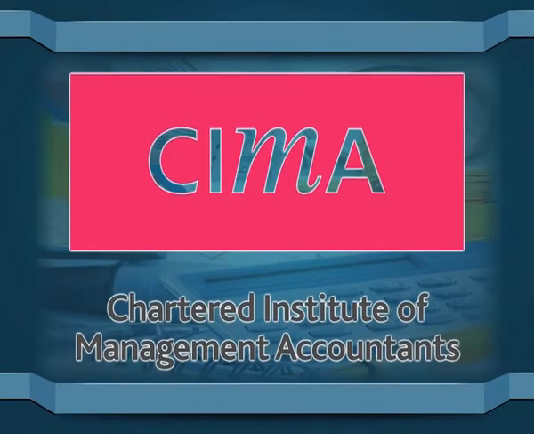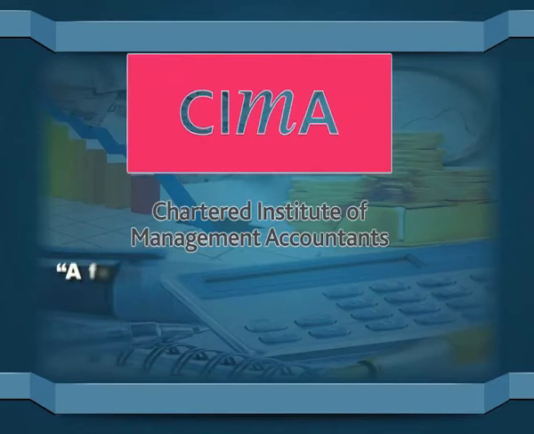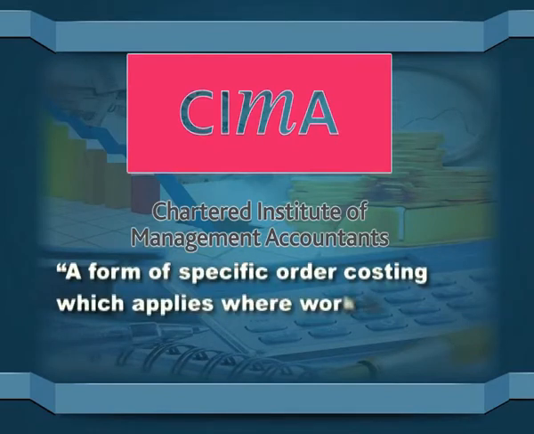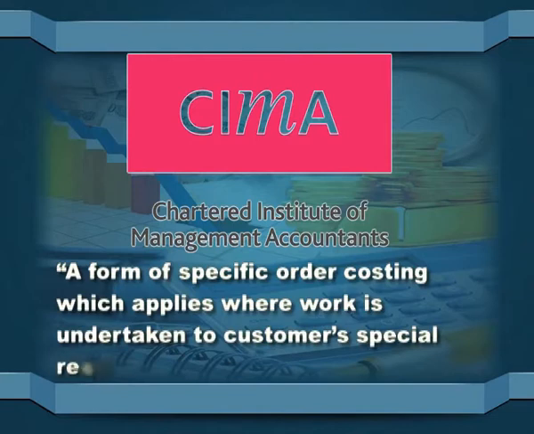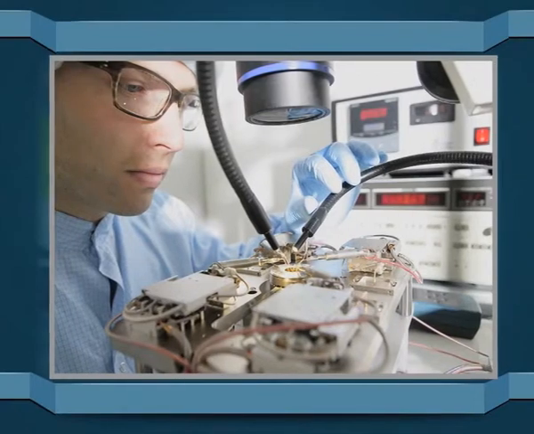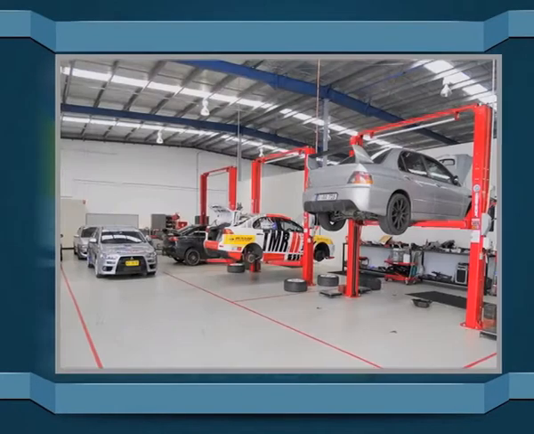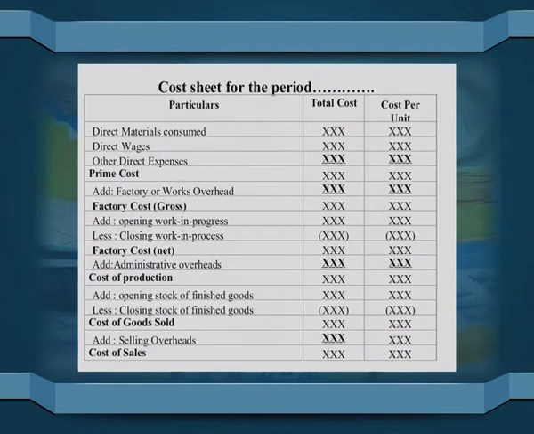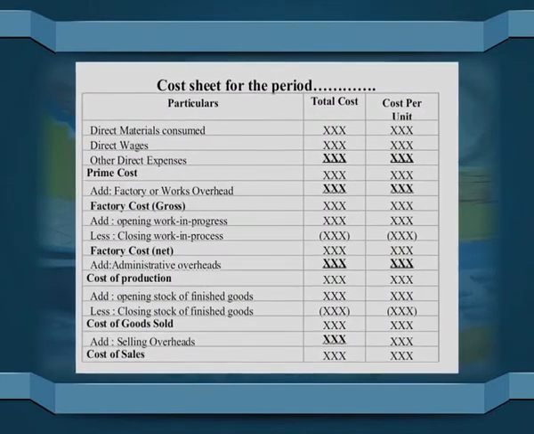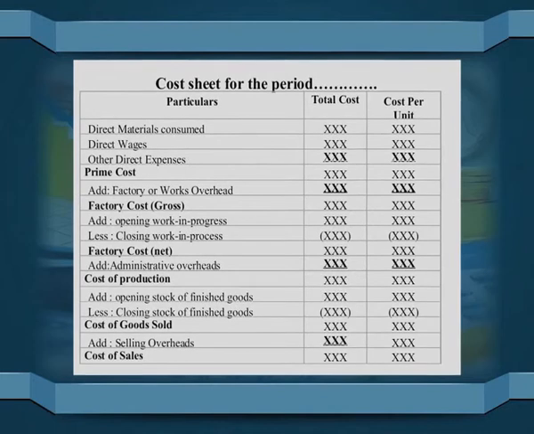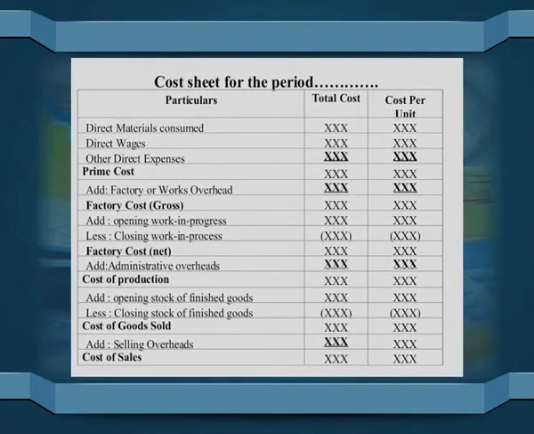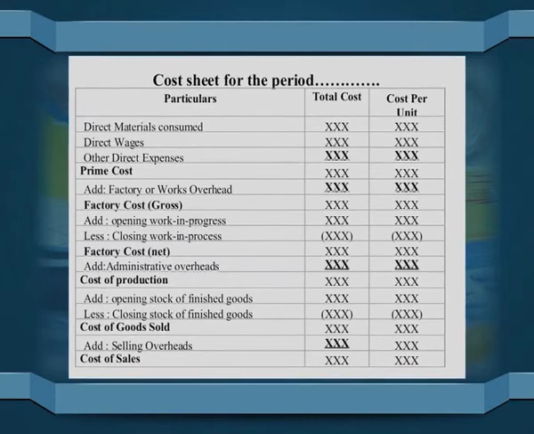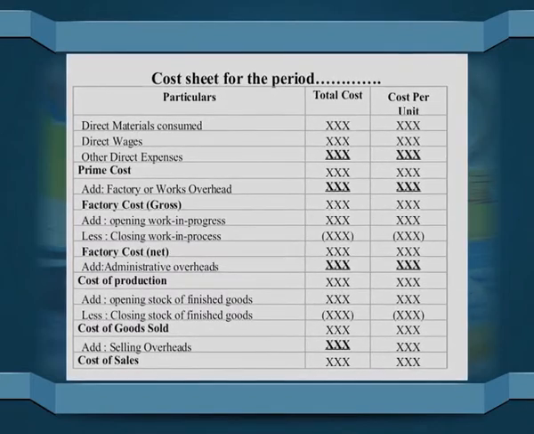According to SEMA, job costing is defined as a form of specific order costing which applies where work is undertaken to customer special requirement. Method of job costing is adopted by engineering concerns, printing press, repair shops, etc. Under this system, a separate job card or cost sheet is maintained for each job in which all expenses of material, labor, overheads are entered and cost of completing a job is ascertained. Such a system is also known as specific costing.